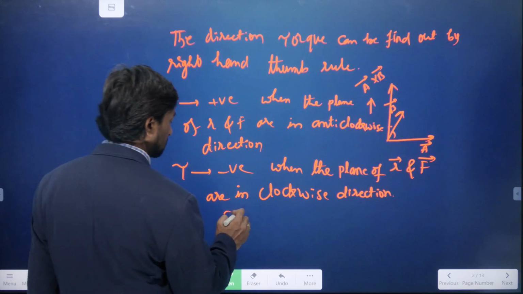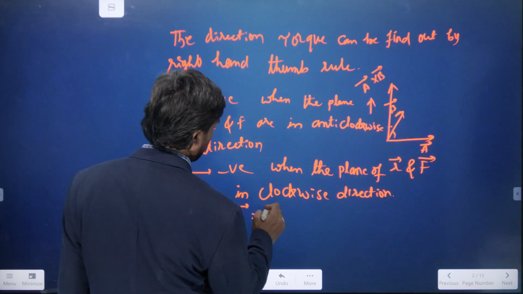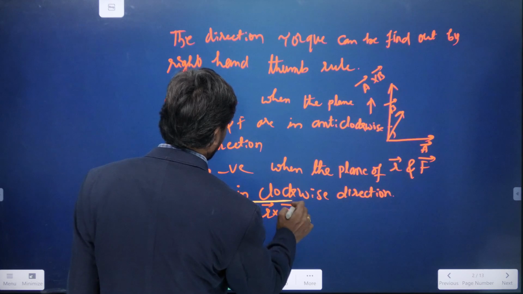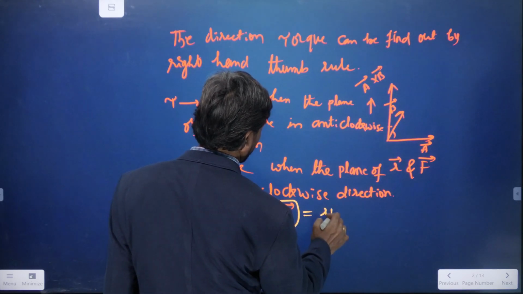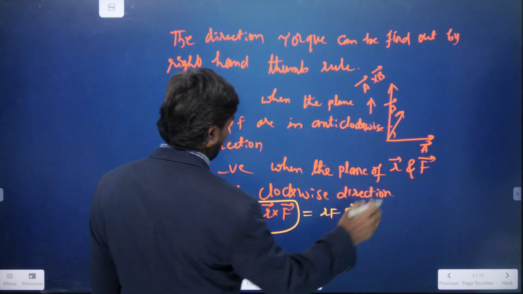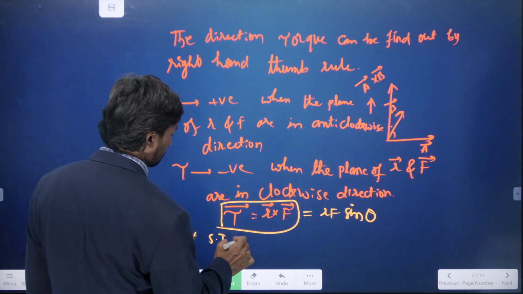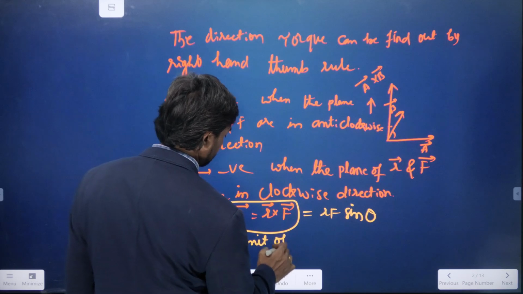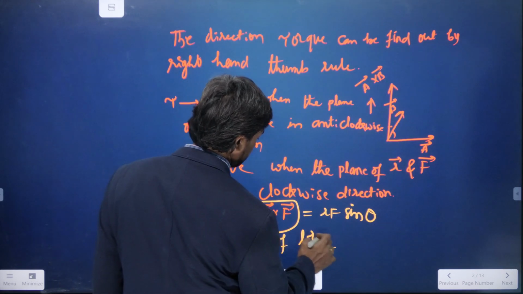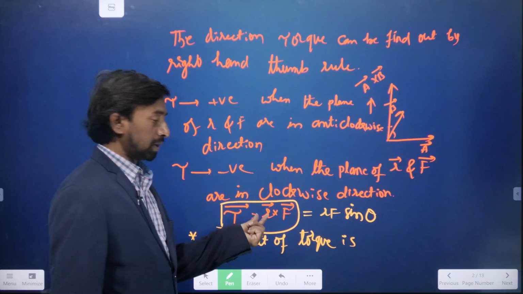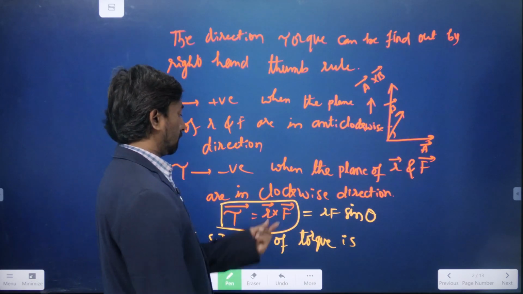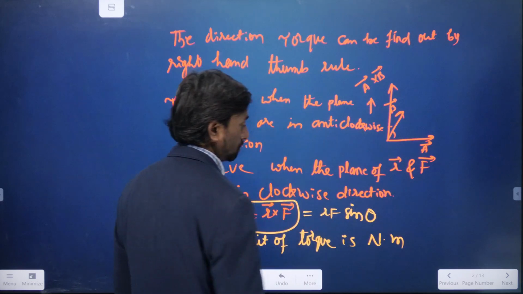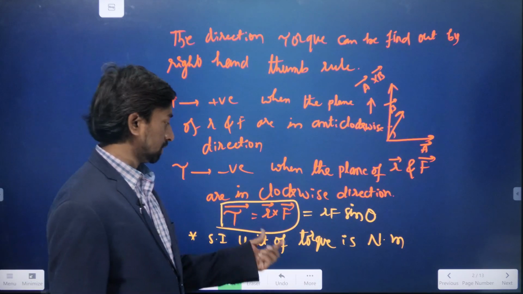Tau bar is equal to R bar cross F bar, and this can also be equated as RF sin theta. And here, what is the SI unit of torque? The perpendicular distance is measured in meters and the force is in newtons. So we can write here Newton meter. Newton meter is the SI unit of the torque.